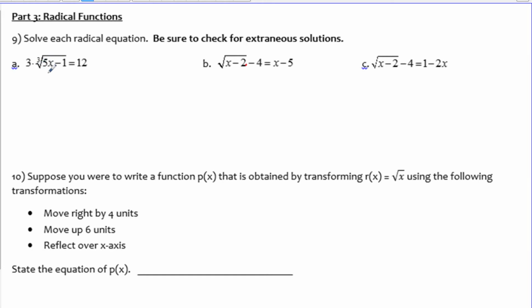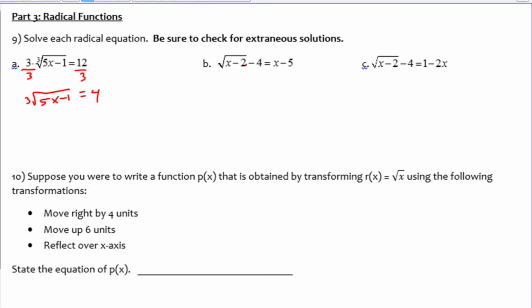Letter A is asking us to solve a function. I'm seeing this little index of 3, which remember means cube rooting instead of square rooting. The objective for all of these problems is going to be to isolate the radical function, which means this 3 is going to go, and this minus 4 is going to go. You're going to have to do whatever operation you have to do to get rid of that. In this case, this is 3 times the function, so I'm going to use division, and turn it into the cube root of 5x minus 1 is equal to 4.